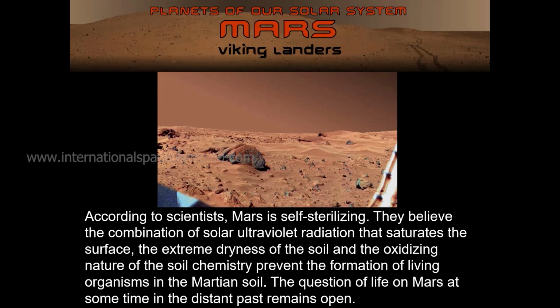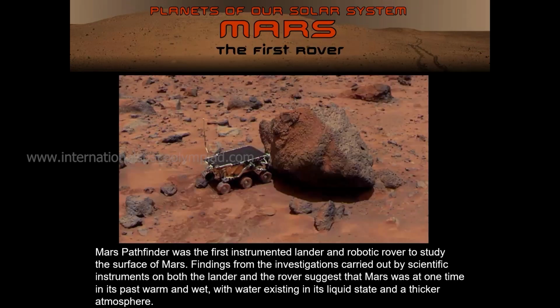Now the question of life on Mars at some time in the distant past remains open. So it is believed that maybe millions or billions of years ago, there must have been life on Mars, but not now. Now there is this rover.